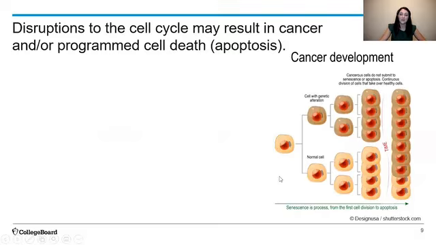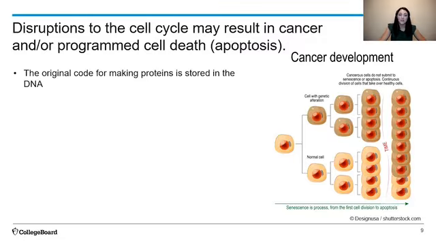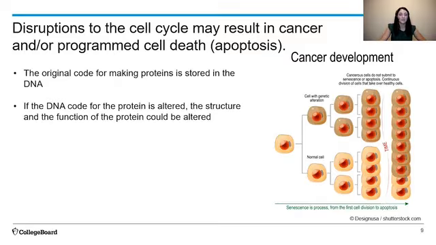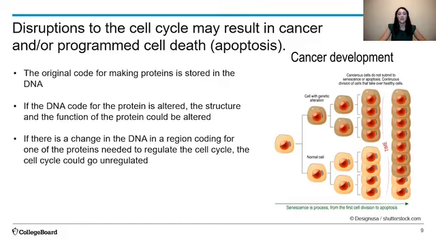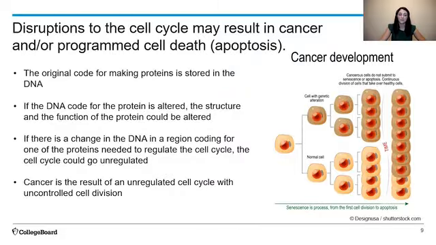All right, here's another example. This one is looking at a disruption to the cell cycle that could cause cancer. So we know that the original code for making proteins is stored in DNA. So it's possible that if the DNA code for a protein is altered, then the structure and the function of that protein could also be altered. So if there's a change in the DNA region that codes for one of the proteins needed that regulates the cell cycle, then it's possible that that cell cycle could go unregulated because that protein is not functioning properly. And so cancer would be the result of an unregulated cell cycle with uncontrolled cell division.